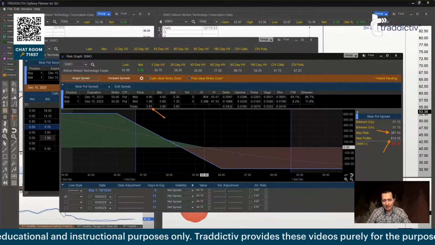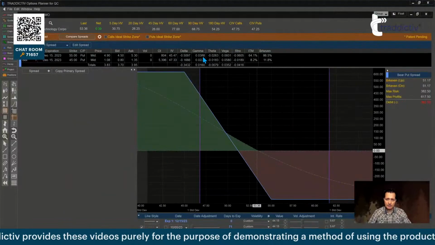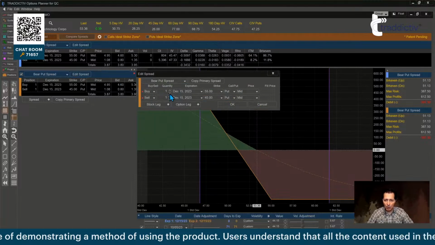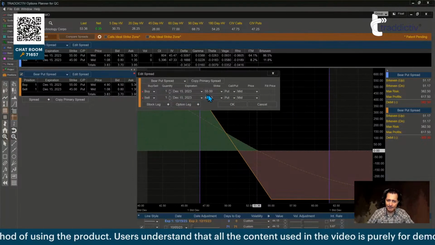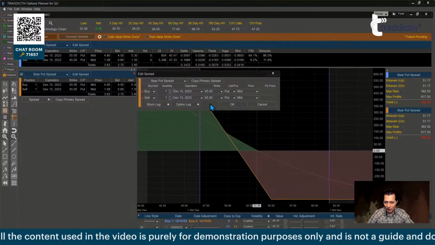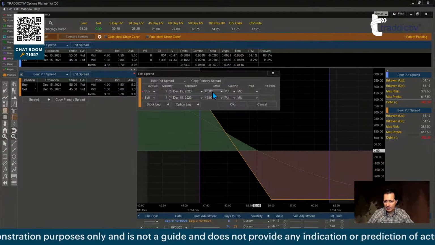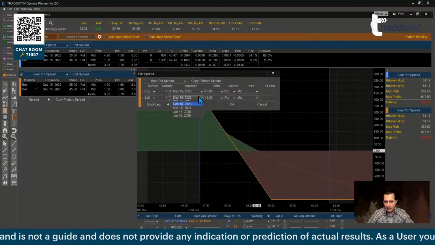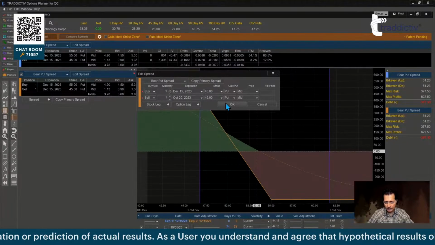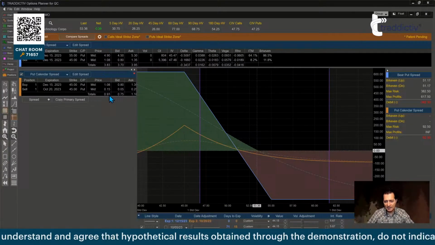Okay? Pretty clear. Now, what if instead of doing a debit as a vertical spread, I want to do a horizontal spread, which is also made of two puts, but in this case, the same strike. So I'm going to use 45 and 45, same strike. I buy December and I sell, let's say, October. So if I do that, notice how the cost of the trade, it's 93.